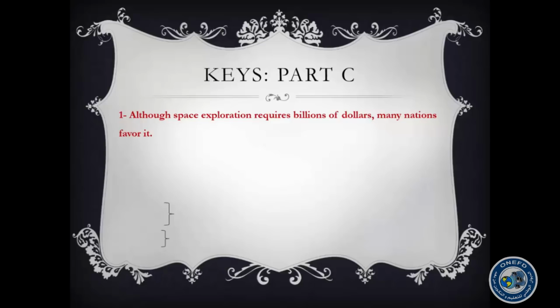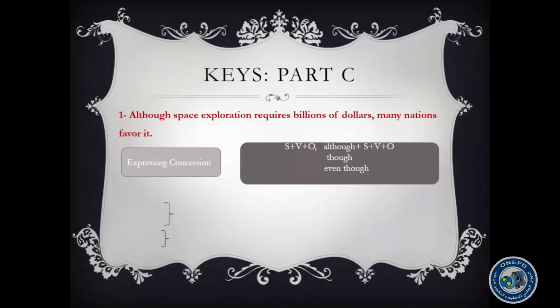Good. And as you know, in English, we don't only have although to express concession. We have many other connectors. Can you give me examples of them? Yes? Yes, good. So let's see. We said that although expresses concession. We have not only although, we have though and even though. So though and even though are like although. They require a subject plus verb plus object type of clause. So I repeat, although, though and even though require clauses that are formed as such: subject plus verb plus object, comma, when we start with the subordinate clause, although plus subject plus verb plus object, okay? Like the sentence you have before you.